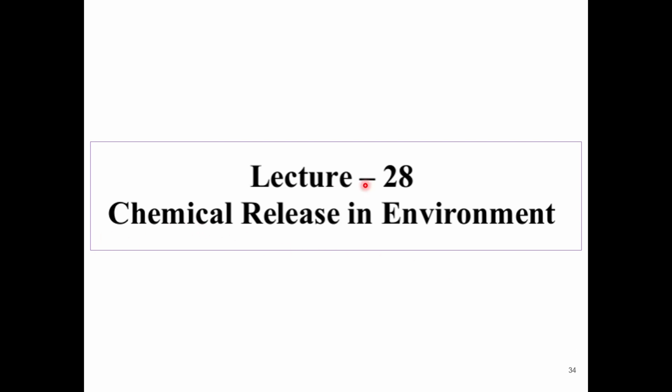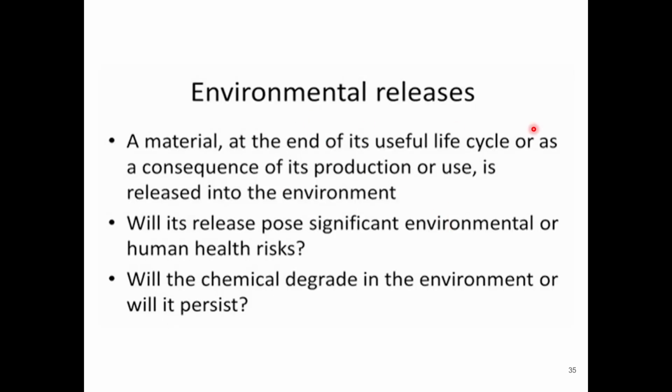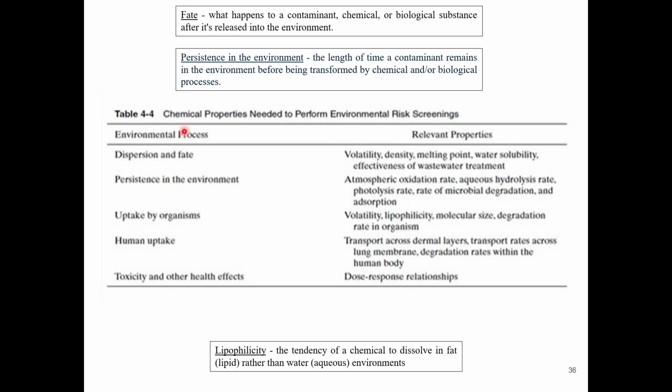Now let us go to the next topic, which is chemical release in the environment. So environmental releases: a material at the end of its useful life cycle or as a consequence of its production or use is released into the environment. So will its release pose significant environmental or human health risks? Will the chemical degrade in the environment or will it persist? So this is Table 4.4, which is showing chemical properties needed to perform environmental risk screenings.